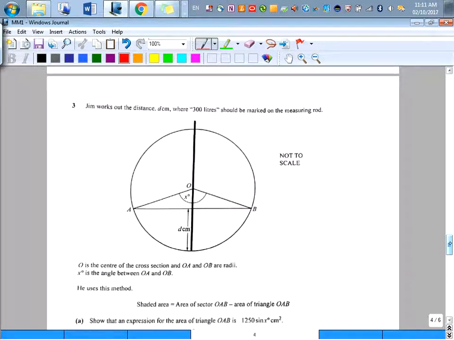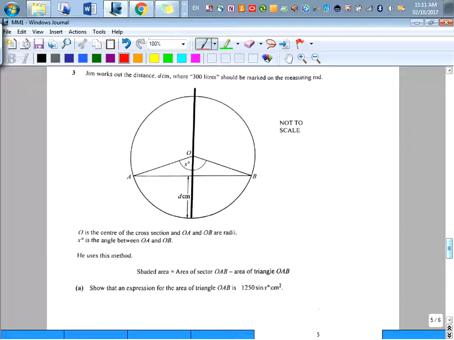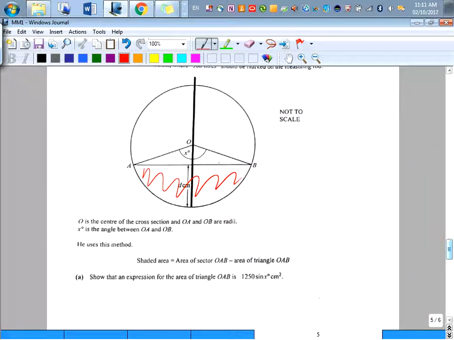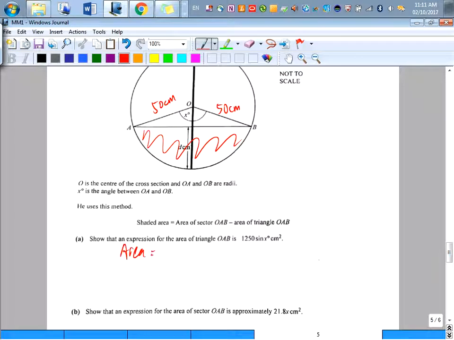Okay, so next part of the question. Why do I have shaded area? Okay, so this is the shaded area. The shaded area is the area of sector OAB minus the triangle. Show the expression. For the triangle, the radius is 50 cm, 50 cm. So area equals half AB sine x degrees. So you must have this.